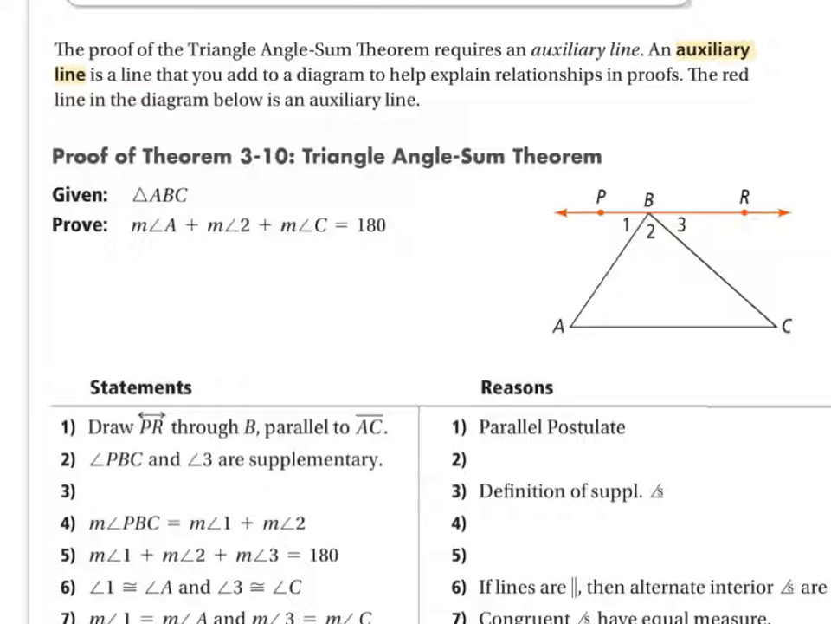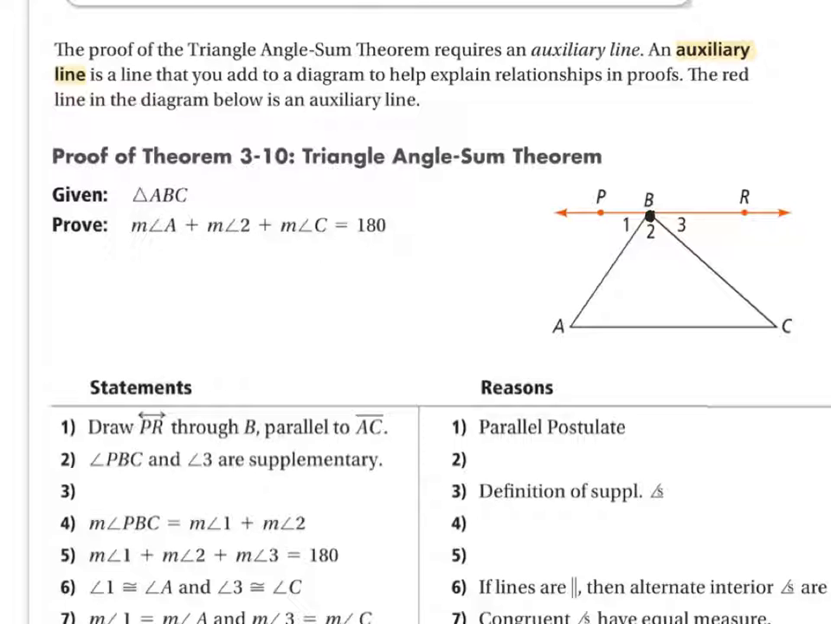In this case, they're going to be using the parallel postulate at the top of your page, because they are saying that they want to draw a line through point B, and they want it to be parallel to line segment AC. Well, that's exactly what the parallel postulate says. Through any point not on the line, there is one and only one line parallel to the given line. So we know through point B, there's only one line parallel to AC. And so we're going to go ahead and call that line PR.